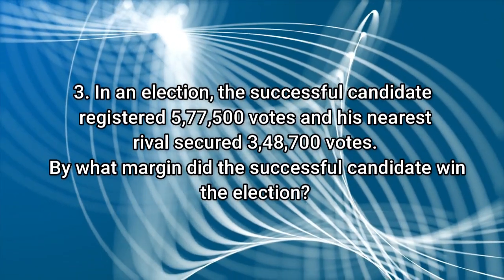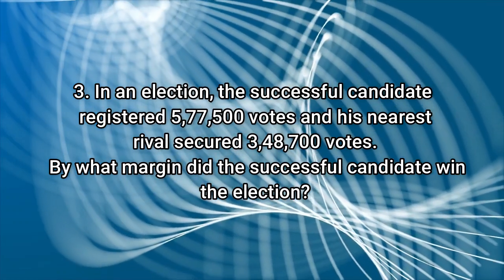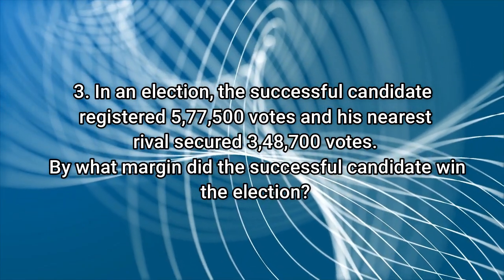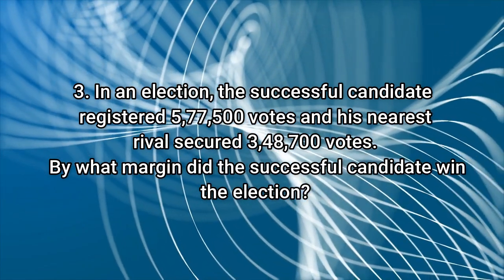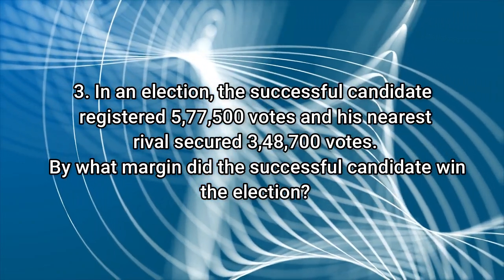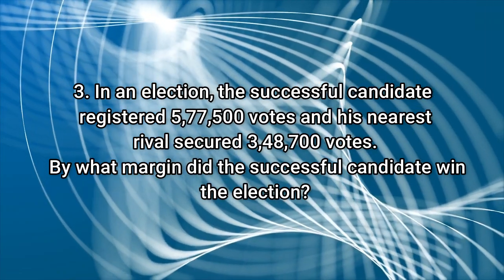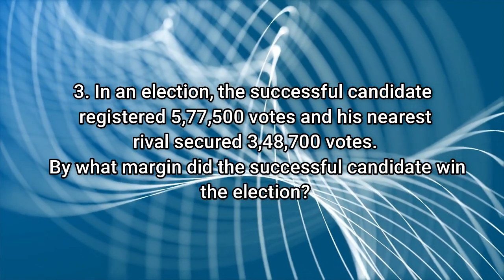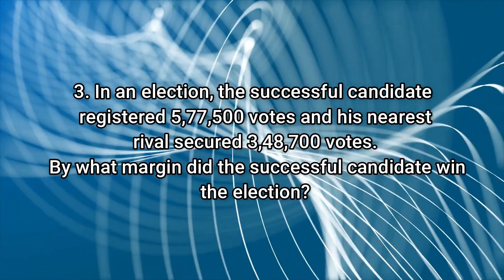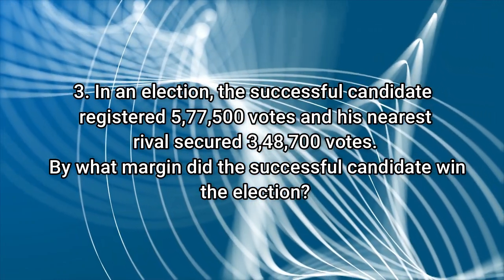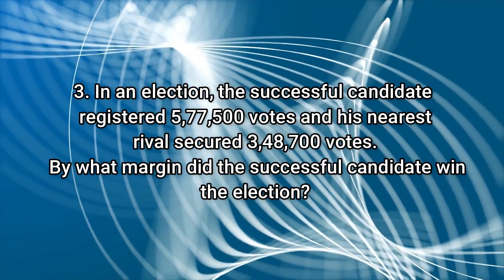The third one, in an election, the successful candidate registered 577,500 votes. Okay, how to read this number? It is actually 5,77,500 votes and his nearest rival secured 3,48,700 votes. By what margin did the successful candidate win the election?